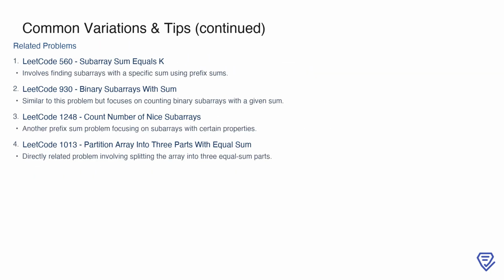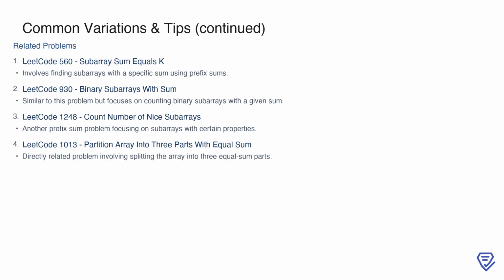This problem is closely related to several others, and drawing connections can help deepen your understanding. For example, LeetCode problem 560, subarray sum equals k, involves finding subarrays with a specific sum, and prefix sums play a key role there as well. Similarly, LeetCode problem 930, binary subarrays with sum, deals with counting binary subarrays that sum to a given value, which is conceptually similar to the binary handling in this problem.